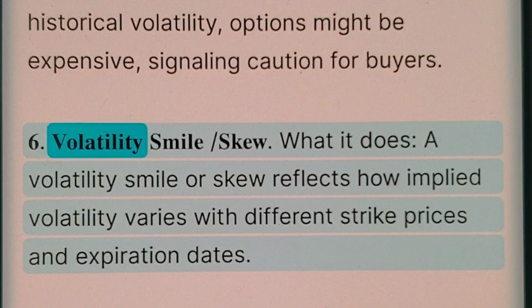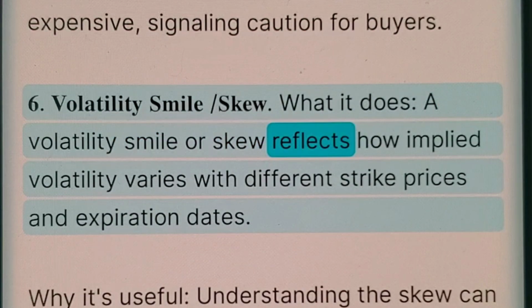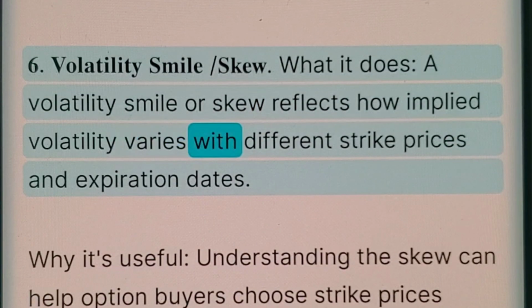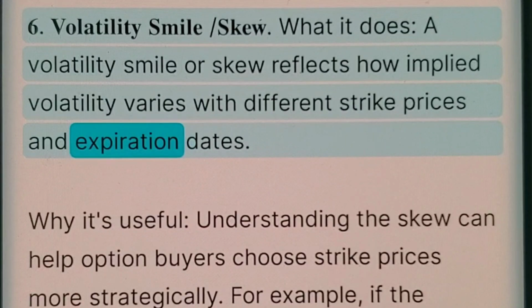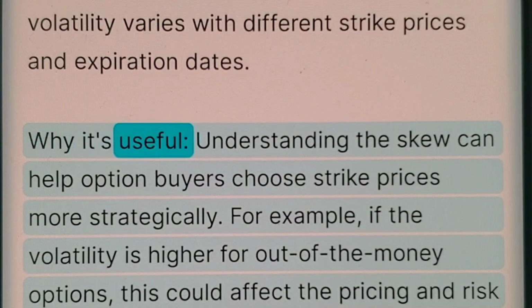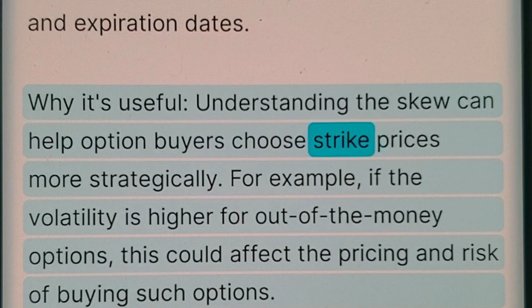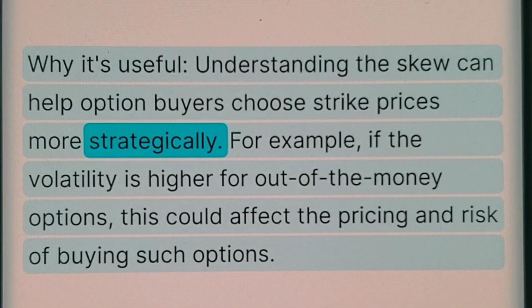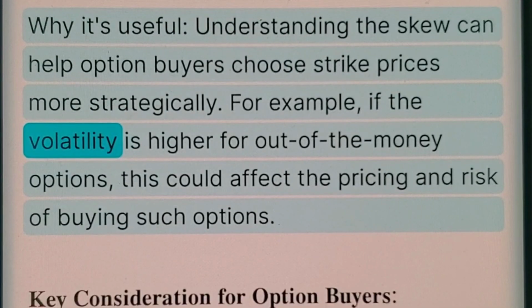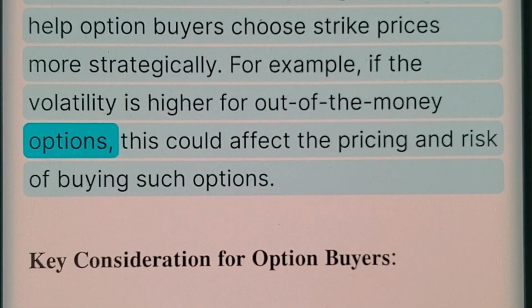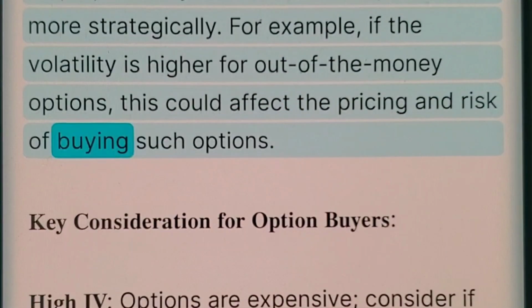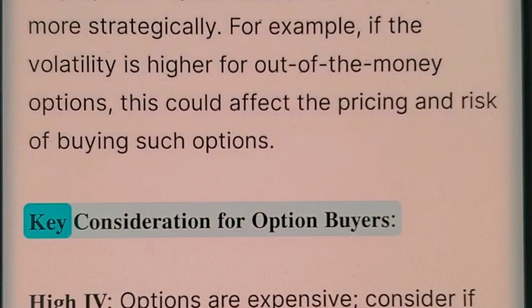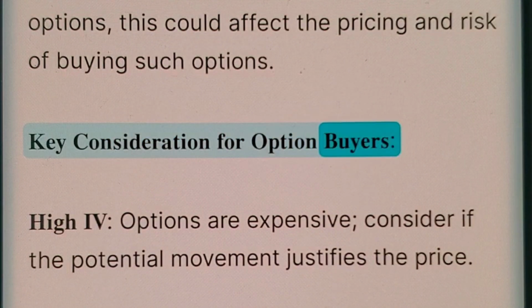6. Volatility smile or skew. What it does: a volatility smile or skew reflects how implied volatility varies with different strike prices and expiration dates. Why it's useful: understanding the skew can help option buyers choose strike prices more strategically. For example, if the volatility is higher for out-of-the-money options, this could affect the pricing and risk of buying such options.